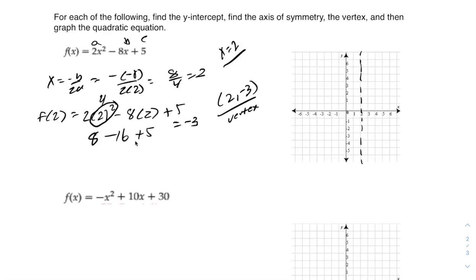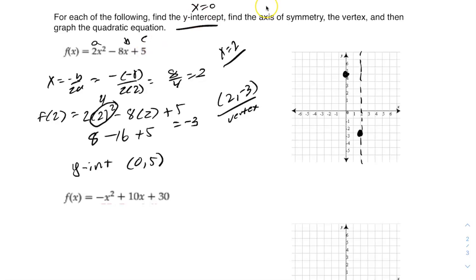So 2 and -3. There's my vertex. Okay, what else do I want? I want to find the y-intercept. Y-intercept is super easy, just plug in 0. As we know by now, when you do that, all you get is a constant right here, so 5. So my y-intercept is (0, 5). Right, I plugged in 0, I got 5.